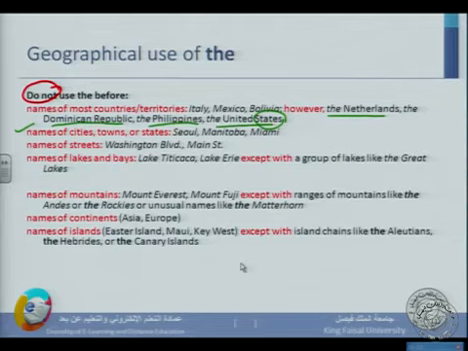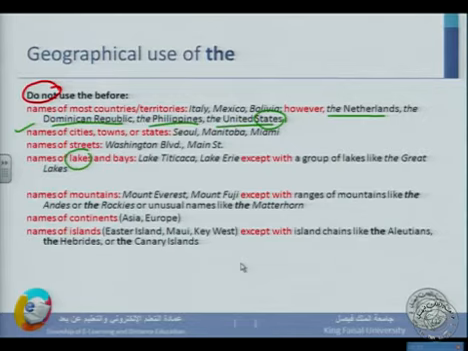We don't use the. Washington Boulevard, Main Street. We don't say the Main Street or the Washington Boulevard. So we don't use the before names of streets. Again, we don't use the with the names of lakes and bays.